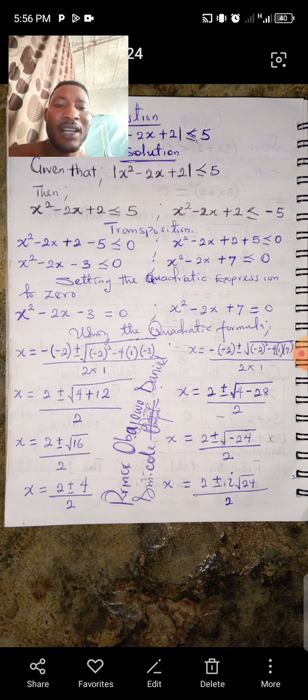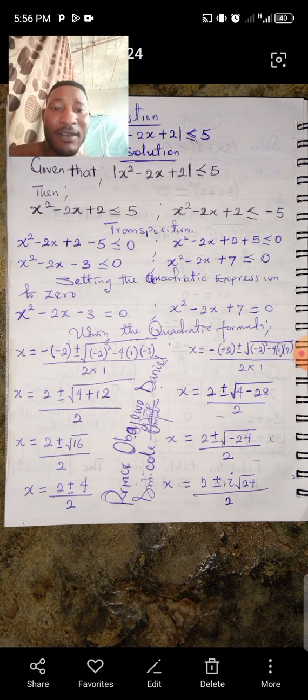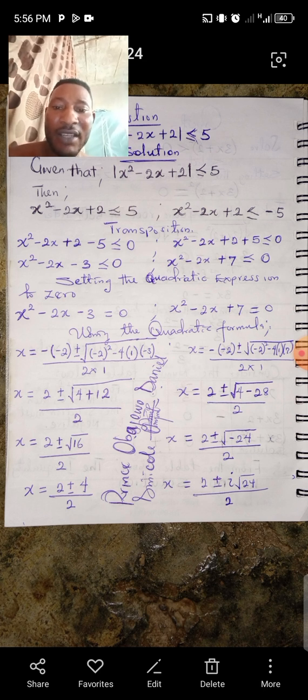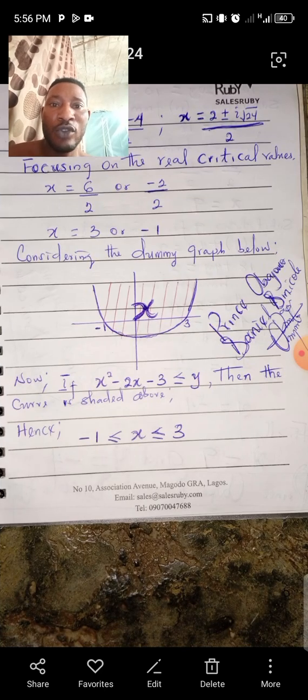Now looking at the second equation, you can see that we have a negative sign in the root, which can be simplified to become minus. We have x equals 2 plus or minus the square root of minus 1 times the square root of 24. Then you know the square root of minus 1 is an imaginary number. That is, it can be represented by the small letter i, as you can see presented here. So we have x equals 2 plus or minus 4 all over 2, and x equals 2 plus or minus i root 24 all over 2.